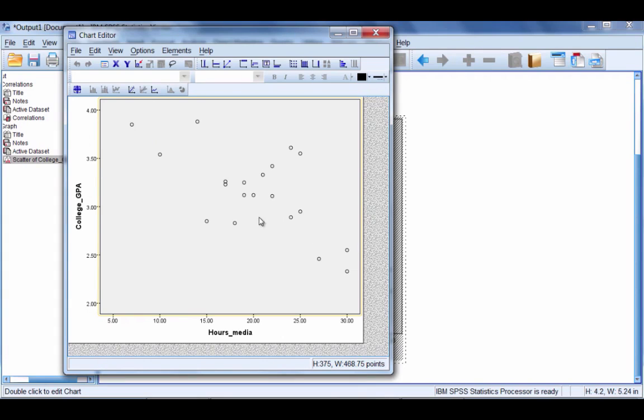Notice this characterizes a negative relationship. High on one variable, low on the other. Or low on that variable, high on the other. That's how we define a negative relationship.